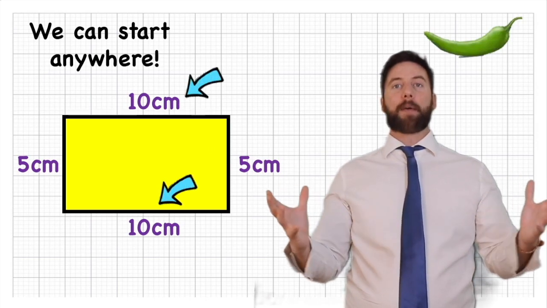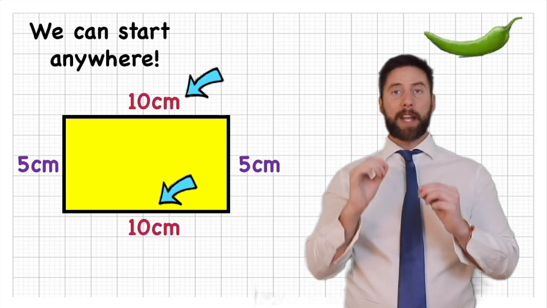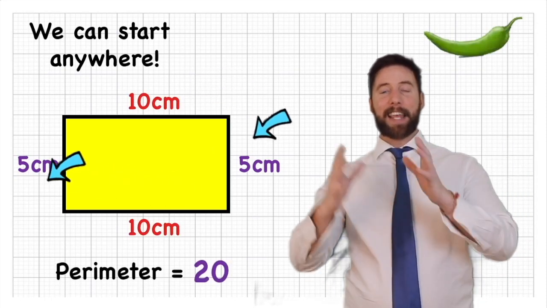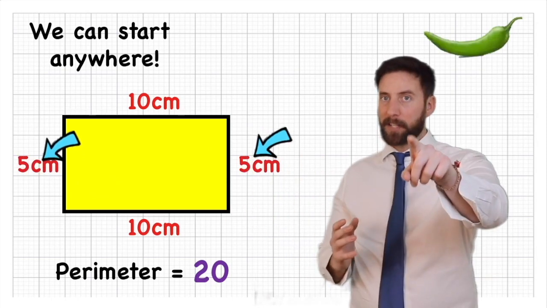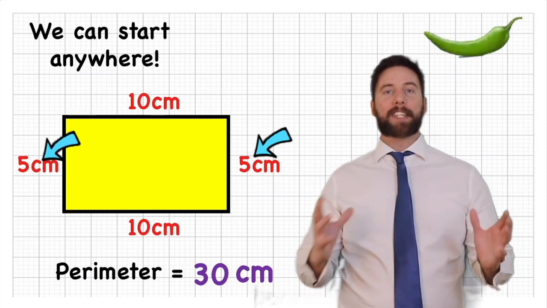So we can start anywhere, and I'm going to choose to start with the 10s. I'm going to add my 2 10s together, which gives me 20, add my 2 5s together, which gives me 10, 20 add 10 equals 30 centimetres. Very good. Okay, cool, another example done. Let's have a little look at something a little bit harder.